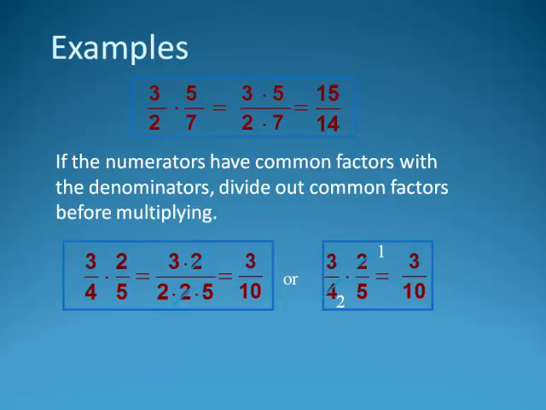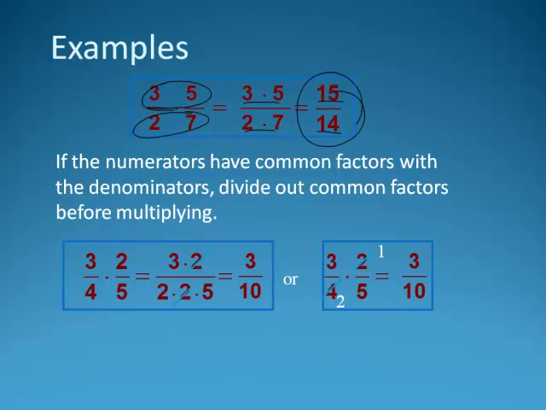For example, if you were doing 3/2 times 5/7, as long as the denominators are not 0, and they aren't, then you can get your equivalent fraction by simply multiplying your numerators. 3 times 5 is 15. Multiplying your denominators, 2 times 7 is 14, and that is your final answer.